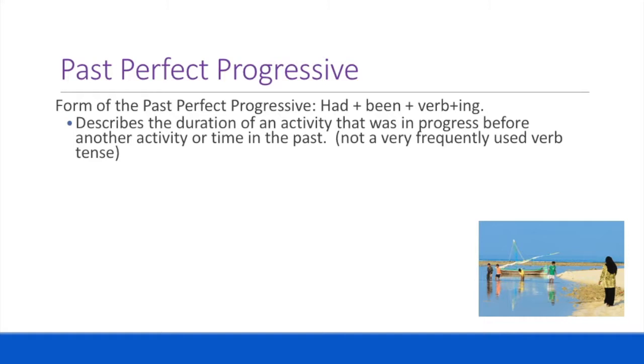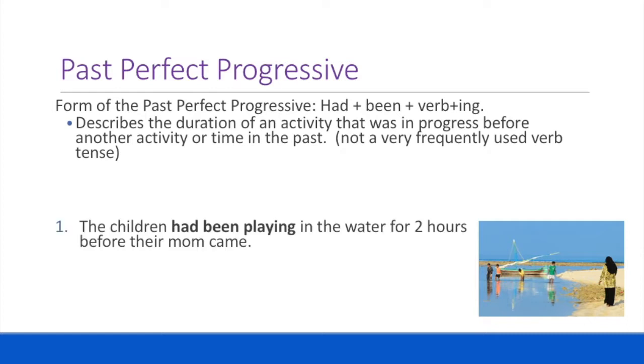The past perfect progressive describes the duration of an activity that was in progress before another activity or time in the past. So it's used to express how long an activity was taking place before something else in the past. Keep in mind, this is not a very frequently used verb tense.